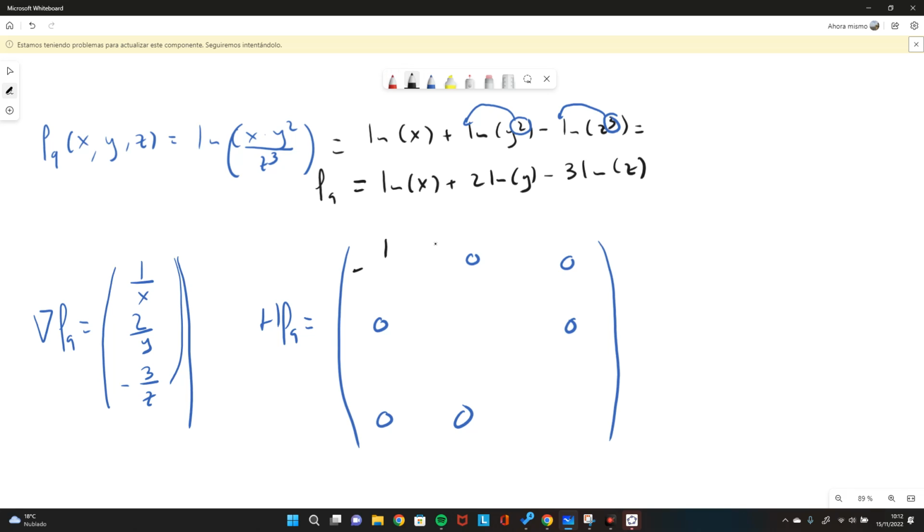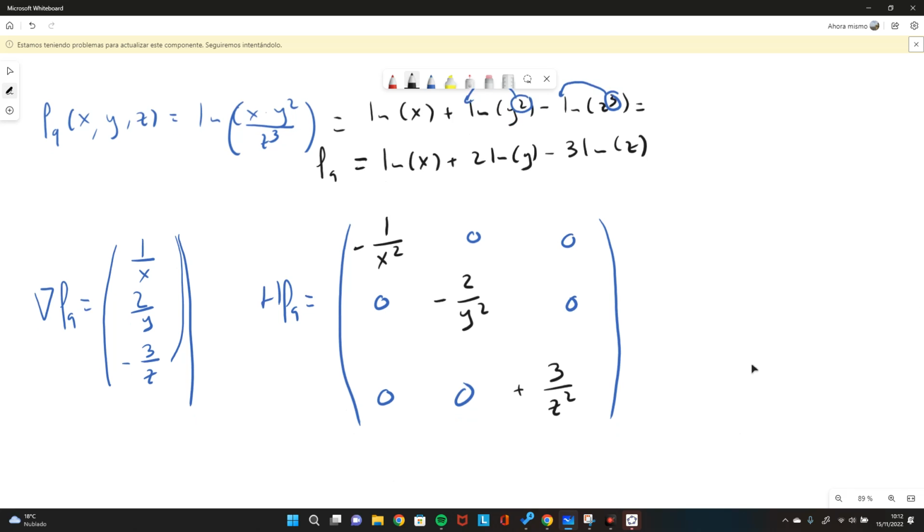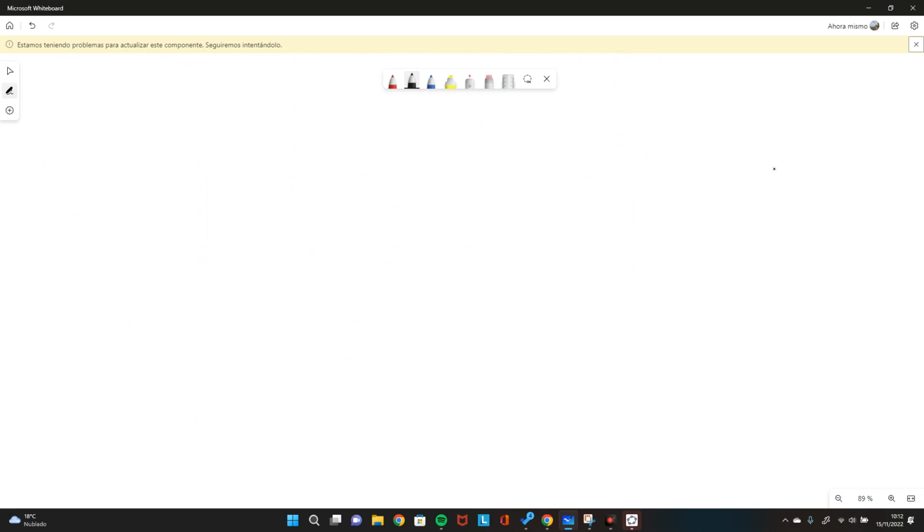Well, minus 1 divided by x squared, minus 2 divided by y squared, and plus 3 divided by z squared. And that is pretty much the whole Hessian matrix. I just apply the quotient rule if I want, or just 1 divided by something, which is actually just like that. And well, the last one, which is a sum of square roots, x plus y plus z, okay?